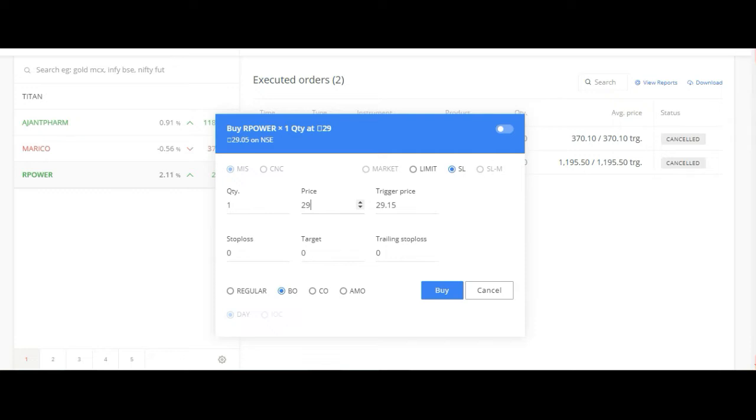So 29.15 is my entry order, and I'm just taking 500 rupees risk today. Because the market seems like a range bound, I'm just taking 500 rupees as a risk. So 3000 quantity, and stop loss is nearly 15 paisa. Initially I will put target for 2 rupees, and later I will modify.